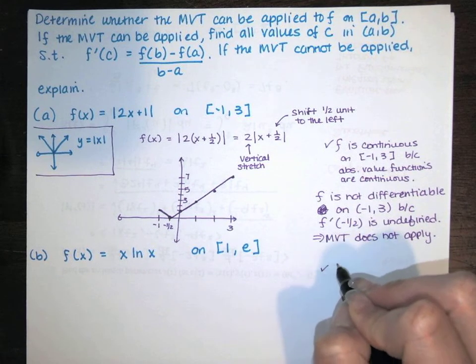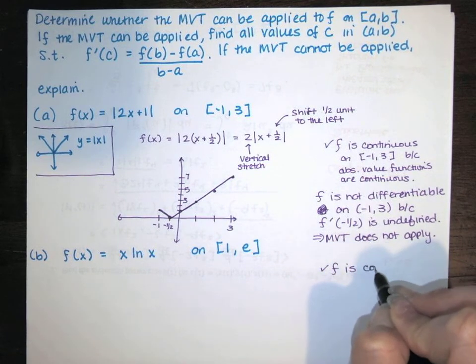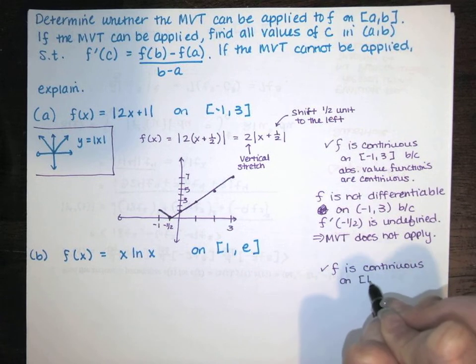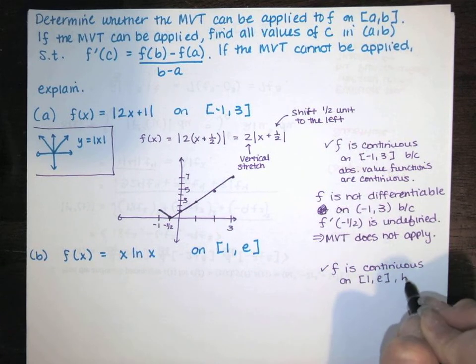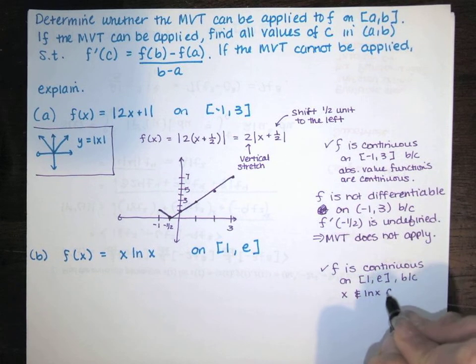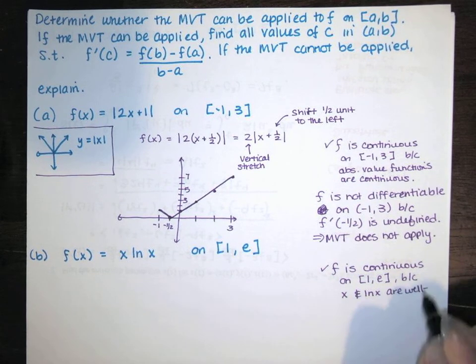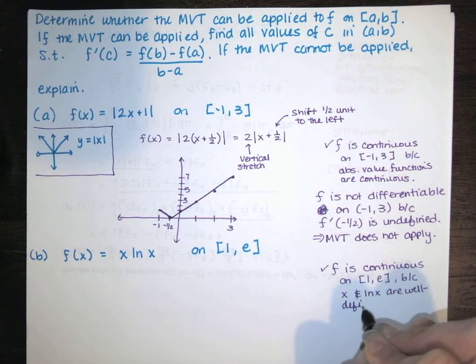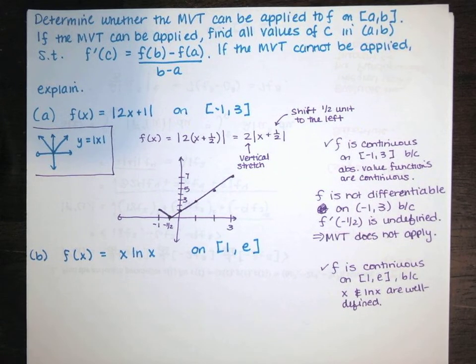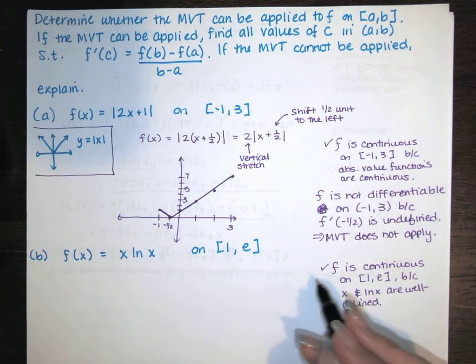So f is continuous on the interval from 1 to e, because x and natural log of x are well defined. We're not dividing by 0, we're not taking even roots of negative numbers, and we're not taking the log of a negative number or 0 because we're on the interval from 1 to e. So f is continuous. Now we just need to check differentiability.